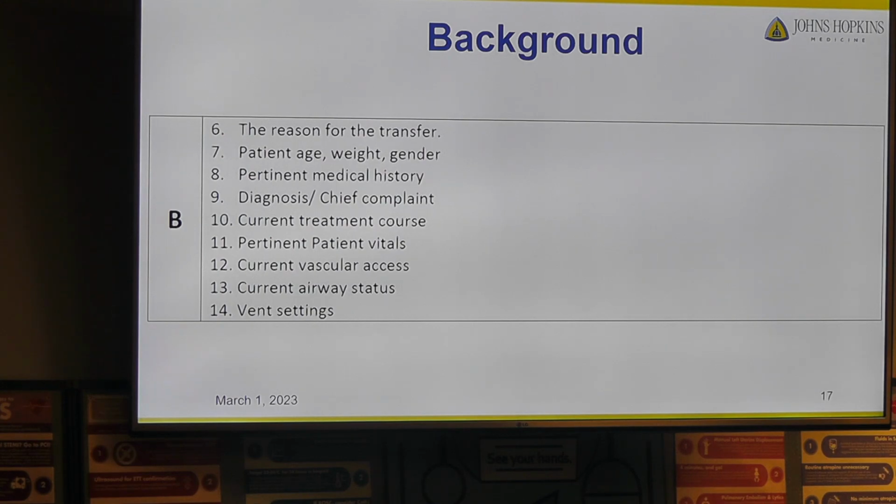Another thing to pay attention to here is that these are numbered. Maintain this order and numbering for the consult. If we miss things, it's distracting, it's hard to follow. When we talk about the reason for the transfer, then go to the vent settings, then come up to the past medical history, then go to the airway status, right? This is numbered for a reason. Follow the numbers.